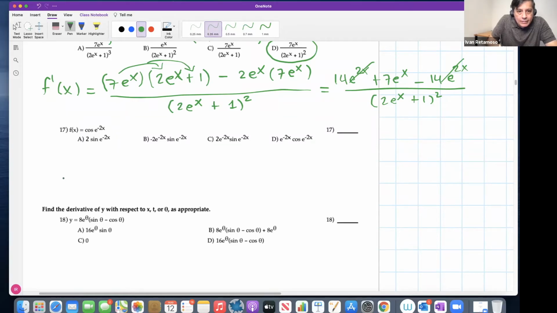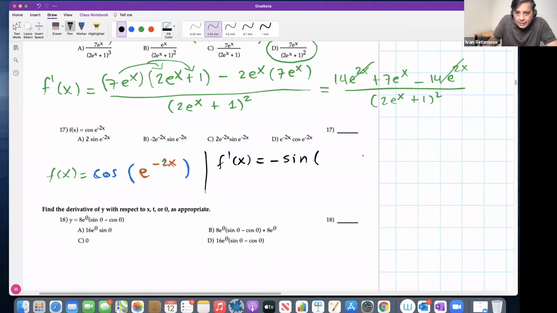All right, f of x equals cosine of e to the negative twice x. Notice the outside function is cosine, and the inside function is e to the negative twice x, right? So when you take the derivative, since it's a composite function, you get the derivative of the outside function, which is minus sine, of the inside function, times the derivative of this inside function.